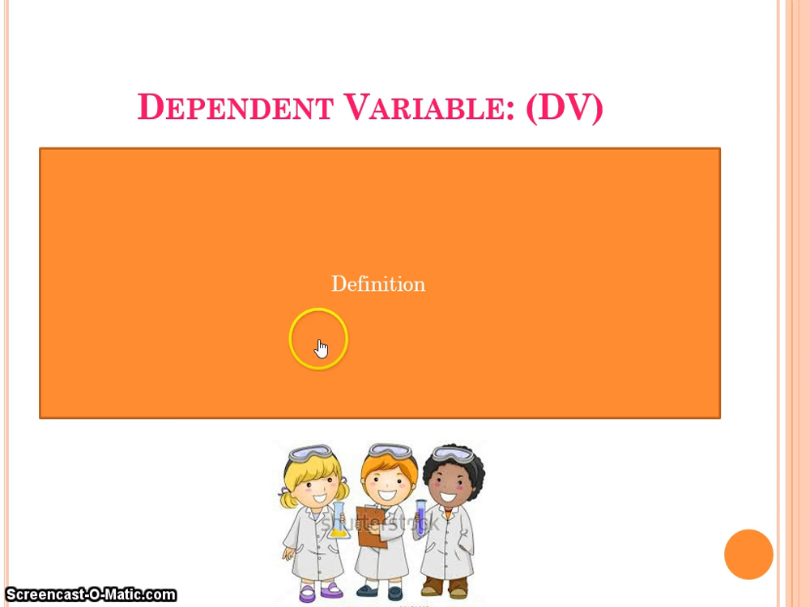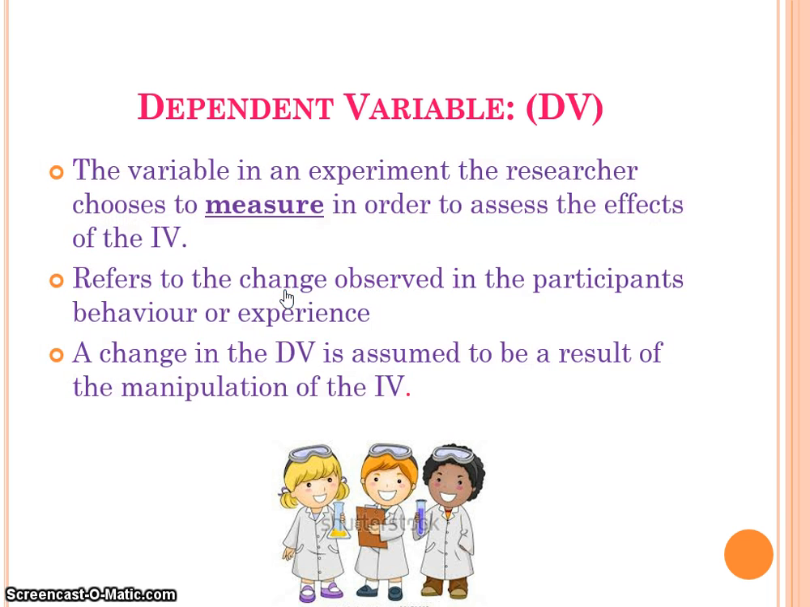Okay, so the dependent variable is the factor in an experiment that the researcher chooses to measure in order to assess the effects of the IV. So in other words, it's actually the data that you collect from your participants. So when you observe a change in your dependent variable, it's assumed that this has resulted from your independent variable.